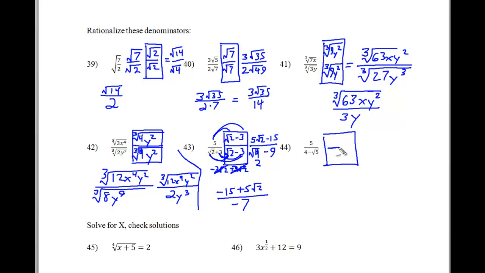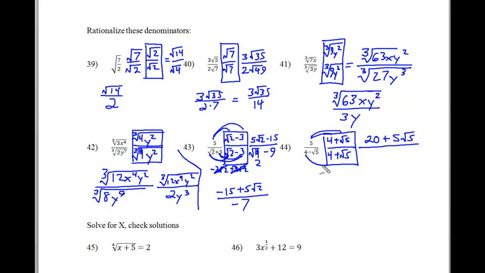So for our last problem of the worksheet video, I want to take a look at this. We're going to have 4 plus square root of 5 instead of 4 minus square root of 5. So 4 plus square root of 5. Now again, in my numerator, we're just going to distribute, so this is going to be 20 plus 5 square root of 5. This will be my finished numerator.